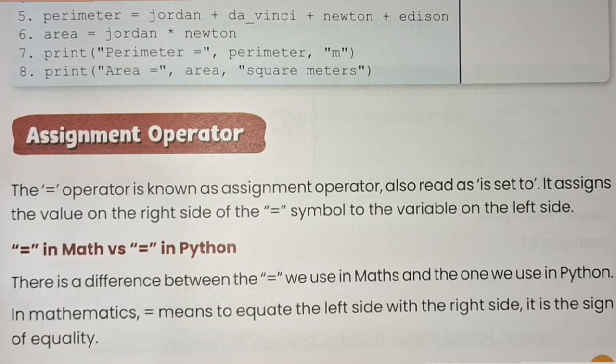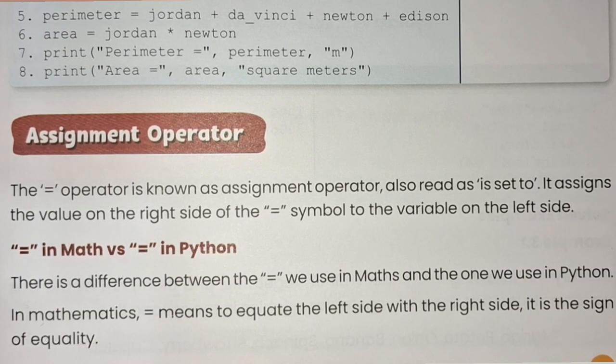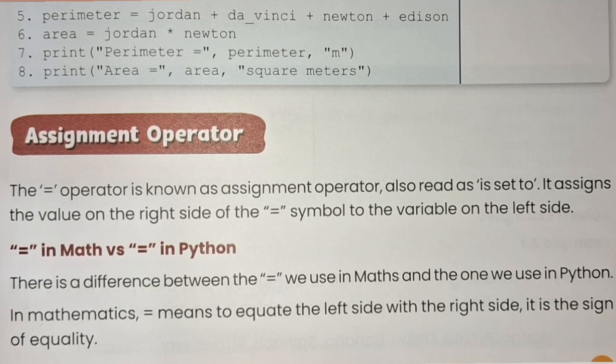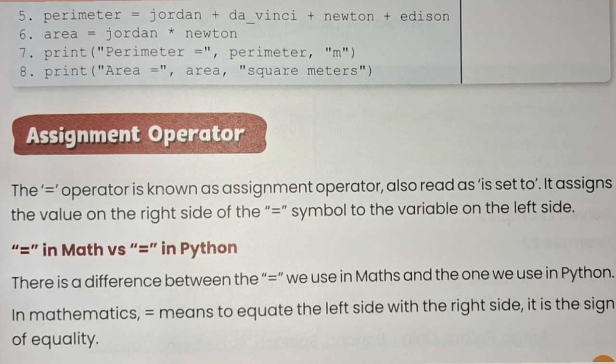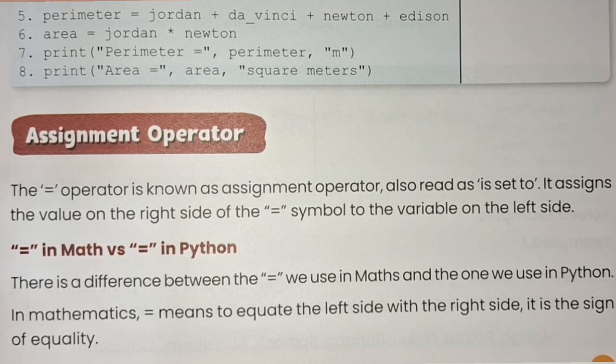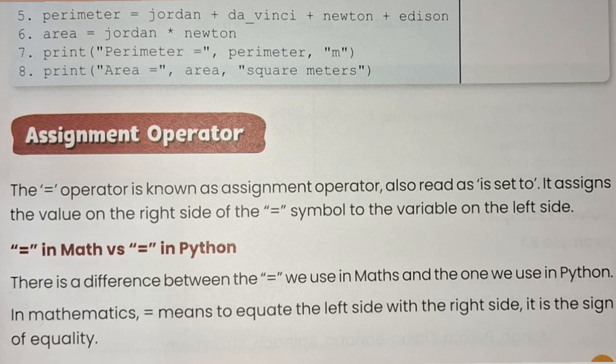Now we'll talk about the assignment operator. The equal to operator is known as the assignment operator, also read as "is set to". It assigns the value on the right side of the equal to symbol to the variable on the left side.